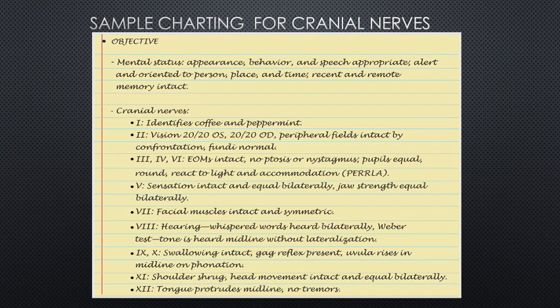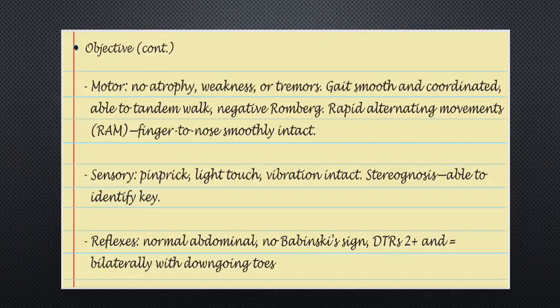With cranial nerves 9 and 10, swallow intact, gag reflex is present, uvula rises midline on phonation. 11, shoulder shrug, head movement intact and equal bilaterally. And lastly, cranial nerve 12, the tongue protrudes midline, there's no tremors. For motor, you can put no atrophy, weakness, there's no tremors. Your patient's gait is smooth and coordinated, able to perform tandem walking. Romberg's sign is negative. Rapid alternating movements, or RAM, you can use finger to nose or finger to finger. This is intact and smooth.